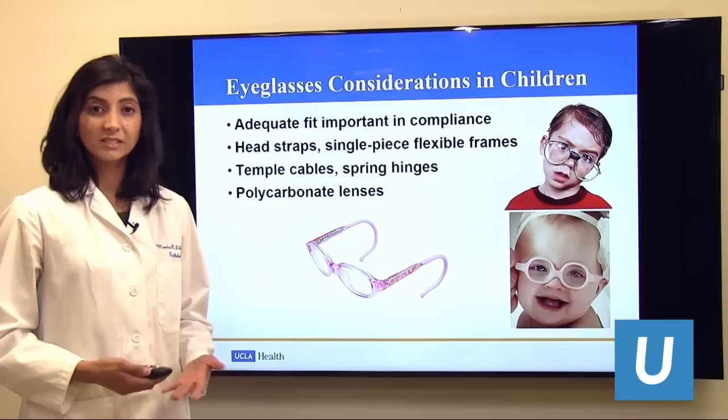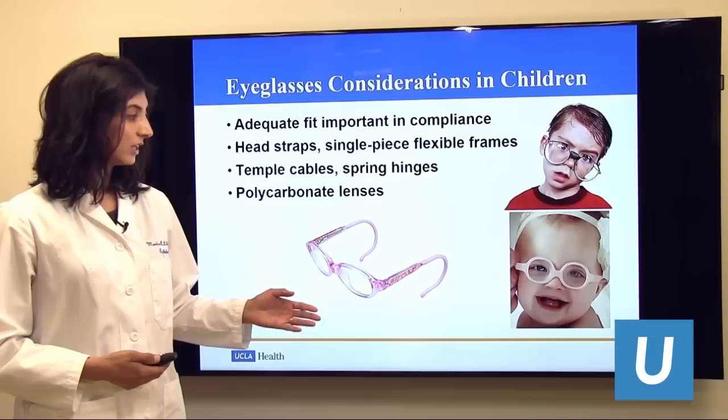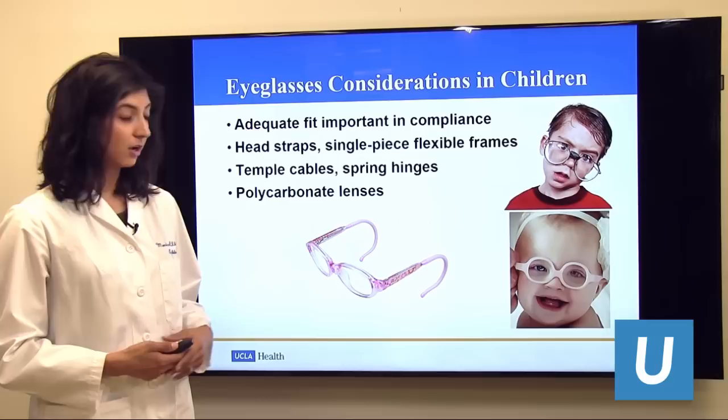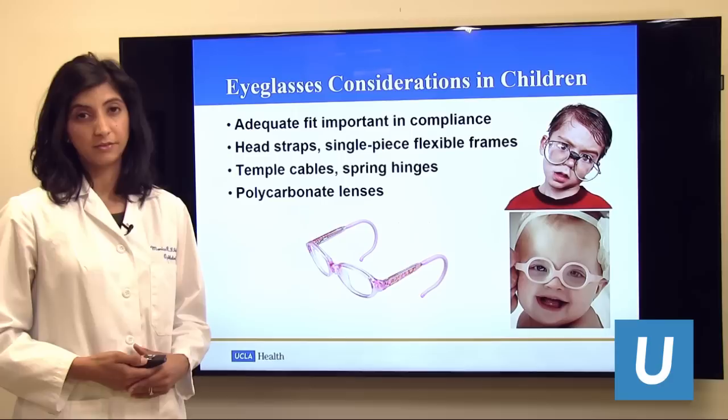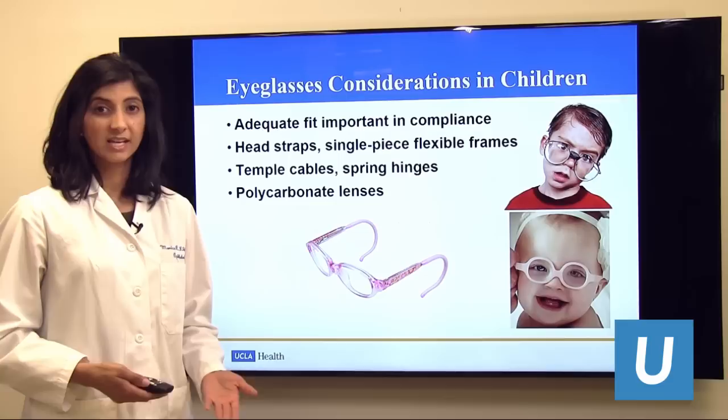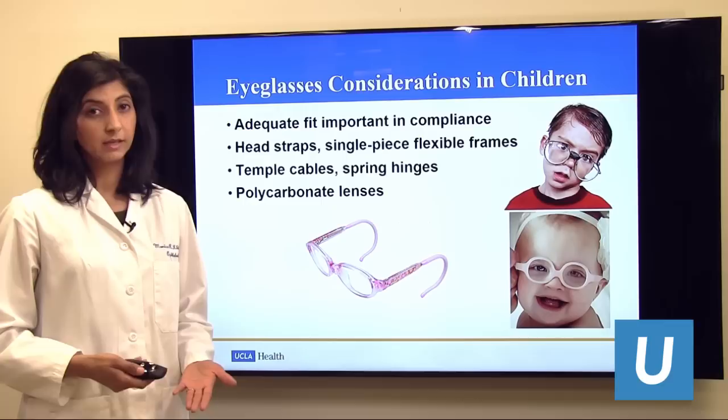So some of the things that we look for in glasses, particularly in babies and young children, is we're looking for these very light, flexible single-piece frames, as you can see on the bottom picture over there. To encourage children to keep their eyeglasses on, we can also look for eyeglasses that have a head strap or these temple cables, as you can see here, that wrap around the ears. And then finally, we recommend all children, when they're receiving eyeglasses, to have polycarbonate lenses. These lenses are more impact resistant and thus really important for a very active child.